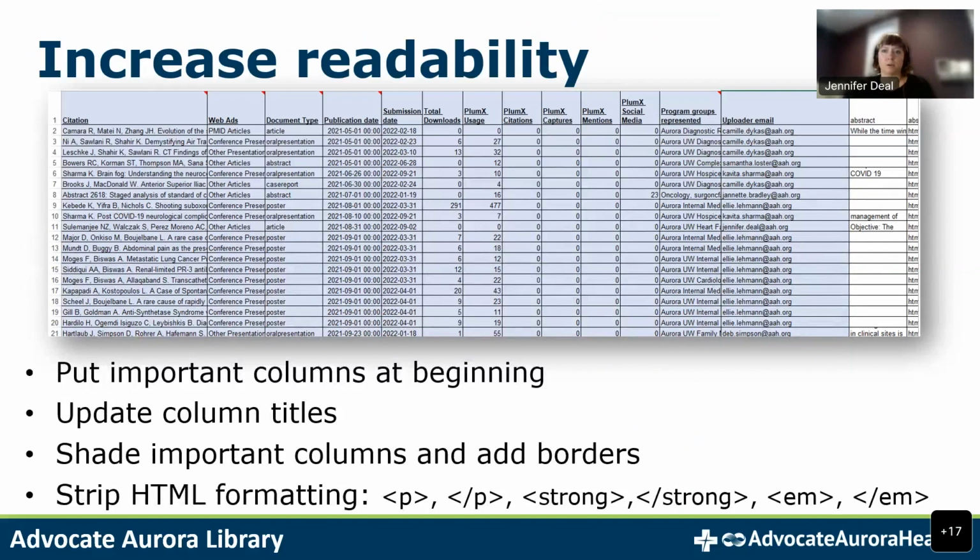I organize the spreadsheet so that the most relevant columns for my stakeholders are at the beginning, and then update the titles of those columns so they'll be less technical and more meaningful to my audience. I also like to shade those first columns and add borders to the cells to increase readability. Finally, I use find and replace functionality to remove all the HTML tags. So this will clean up some of the data such as custom citation and abstract. And on this slide, you can see an example of what my final report looks like.